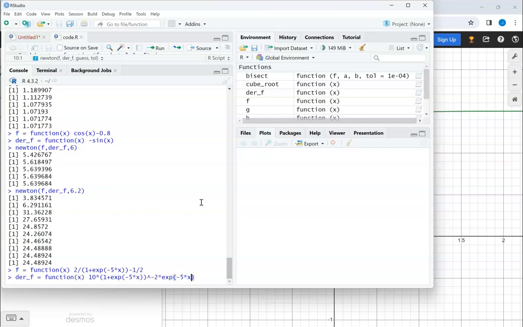Notice this. Would you need the -5 times x? Oh no, you're right. The first one, like 10 times 1 plus.